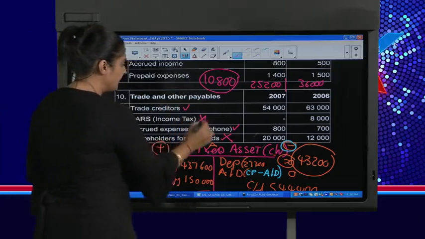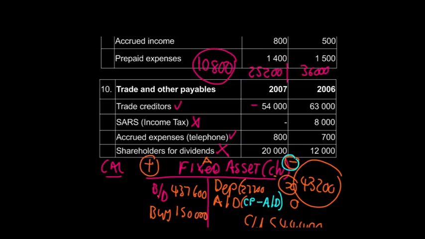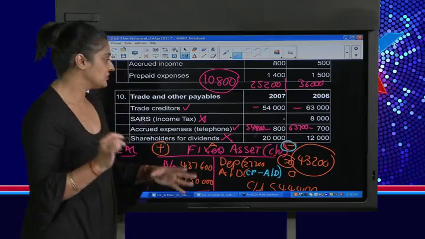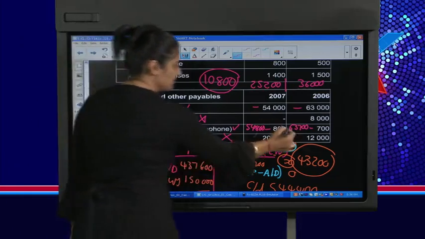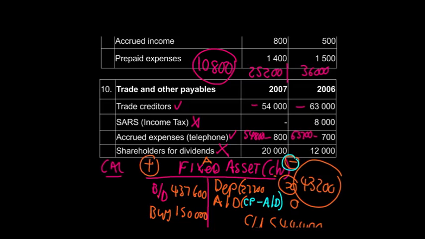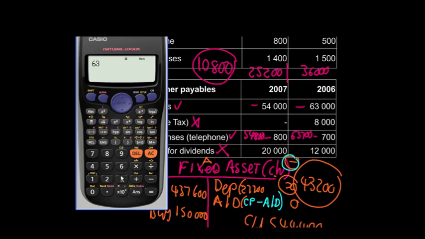Right, so let's add up quickly. Trade creditors, 54,000. Then I've got my accrued expense, which is 800. So in total, if I add up, I'm getting 54,800. Right, if I do the same for 2006, I'm starting with my trade creditors, 63,000. Then if I look at my accrued expense, which is 700, so I'm adding up these two figures, I'm getting a total of 63,700. Okay, again guys, once you have those figures, you're now doing a comparison. So last year, the business was owing their creditors 63,700. This year, 54,800. So let's look at the difference. 63,700 minus 54,800. And that gives you an amount of 8,900.